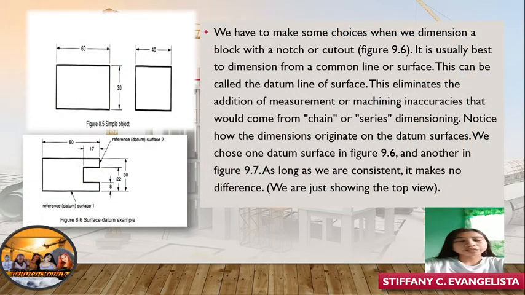We have to make some choices when we dimension a block with a notch or cutout. It is usually best to dimension from a common line or surface. This is called a datum line or surface. This eliminates the addition of measurement or machining inaccuracies that would come from a chain or series.